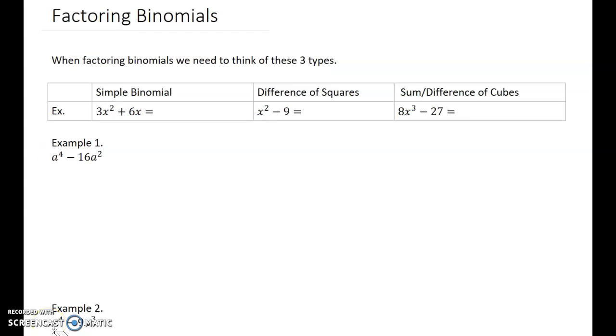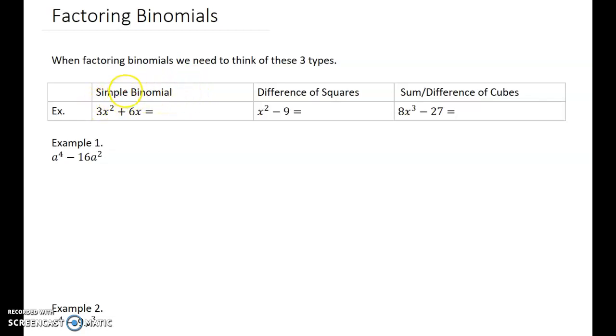All right, guys, so today I'm going to be going over factoring binomials. And I have written here for us that when factoring binomials, we need to think of these three types. Now, I say that because we have simple binomials, we have difference of squares, and sum and difference of cubes. But I always start by treating all of them as a simple binomial.